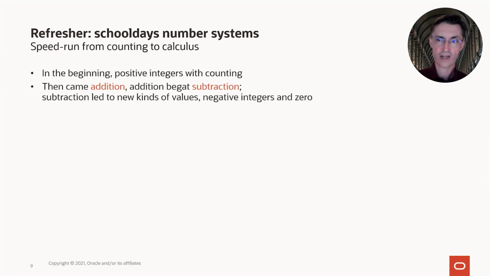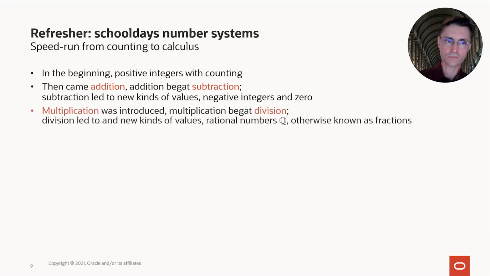And once we have subtraction, to be able to subtract any two numbers, we have to add new kinds of numbers. We have to define negative integers and 0. Moving on from addition and subtraction, next we have multiplication. And again, we see when we introduce an inverse operation, in this case division, we get new kinds of values when we combine all the old values together. So with division, we add rational numbers, otherwise known as fractions.